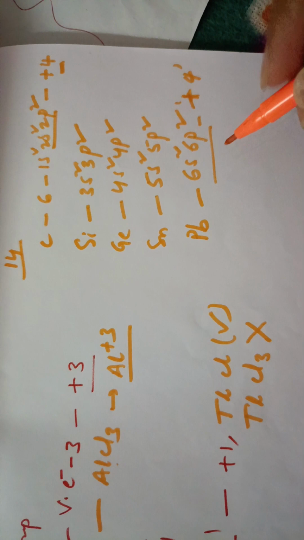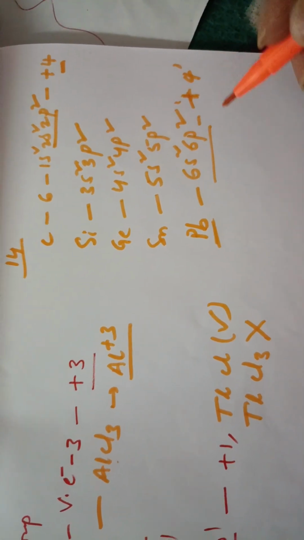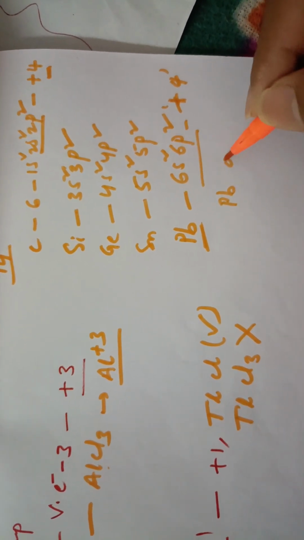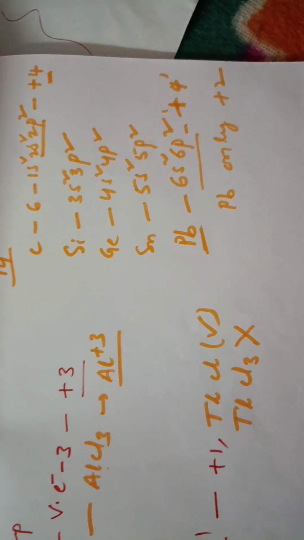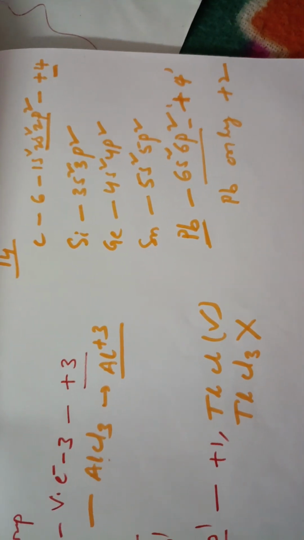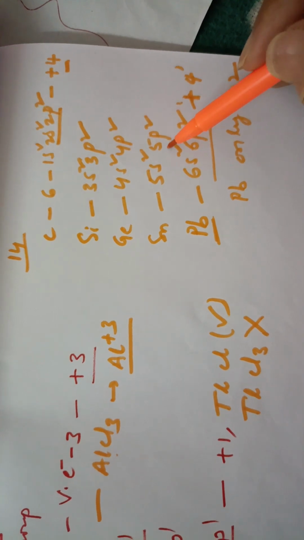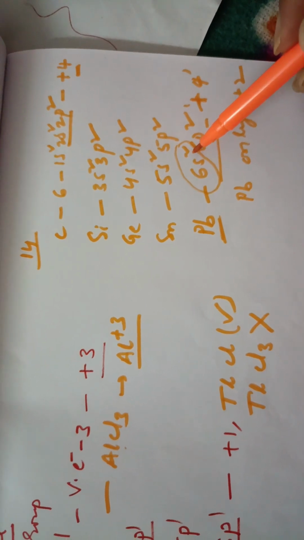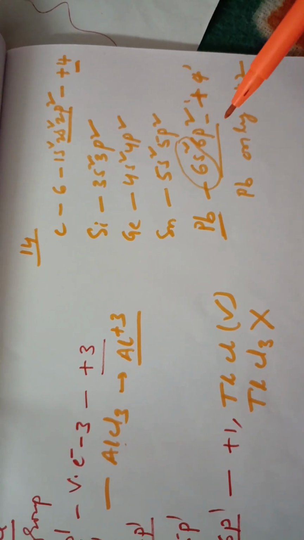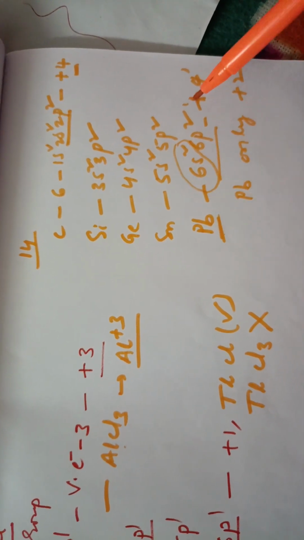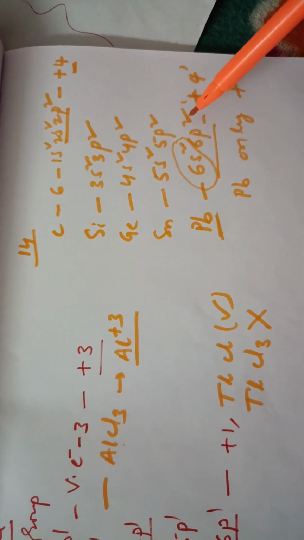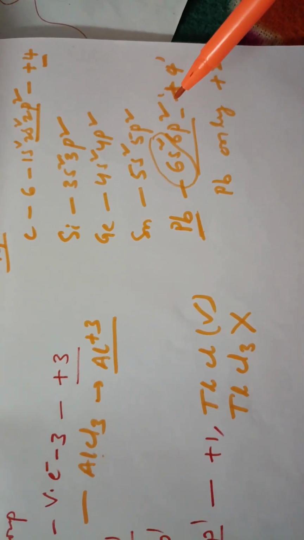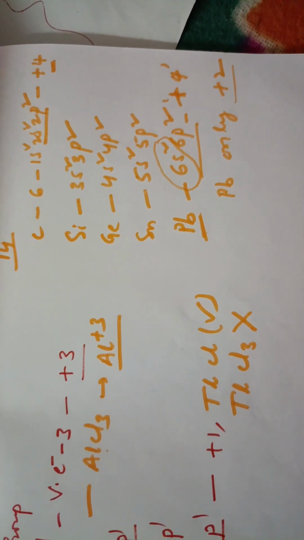But lead, this element name is lead, Pb, plumbum, lead exhibits only +2 oxidation state instead of +4. Why? Same reason. These two electrons do not participate in bond. So these two electrons are called the inert pair. Because of that inert pair, lead shows only +2 oxidation state. These two electrons only participate in bond. So because of these two electrons, it exhibits +2 oxidation state.